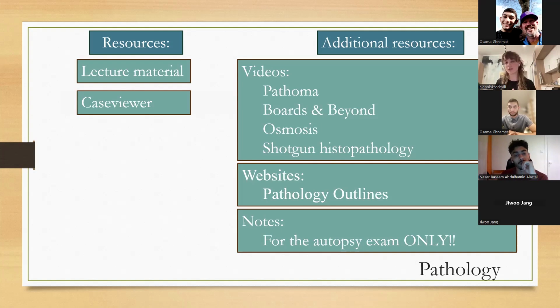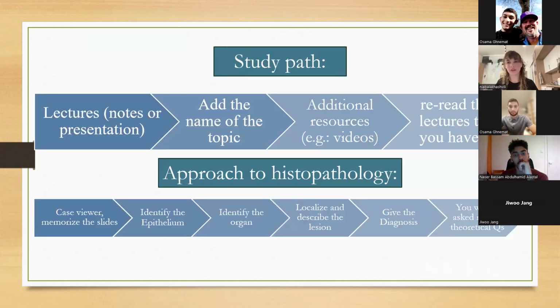But Boards and Beyond is really good as well, as an additional source if you don't understand. Pathoma and Osmosis as well. And notes, you can use them for autopsy. There are some notes you can use, but that's for the second semester when you have the autopsy exam. So lectures are the most important.